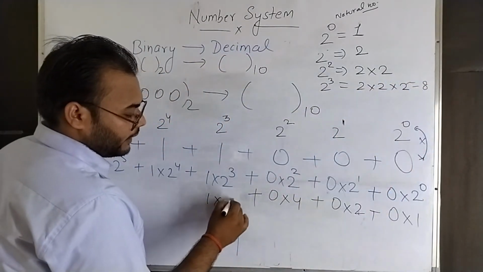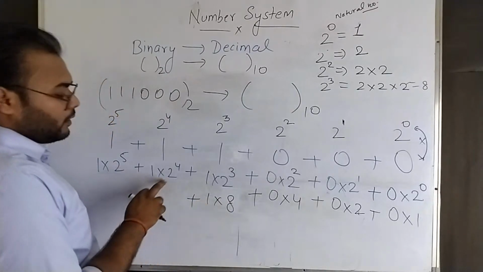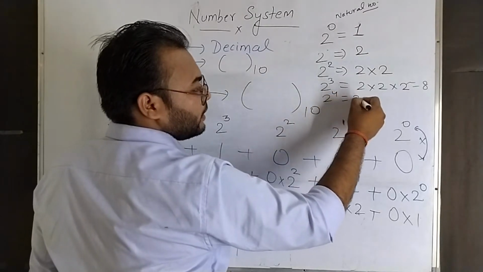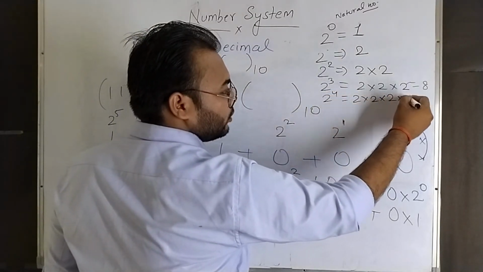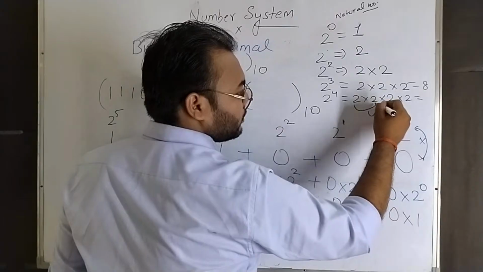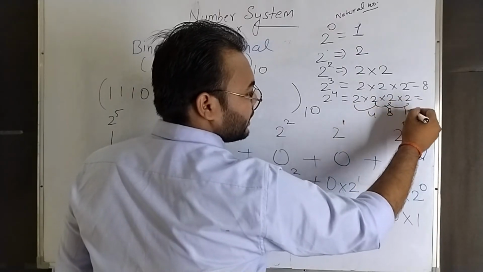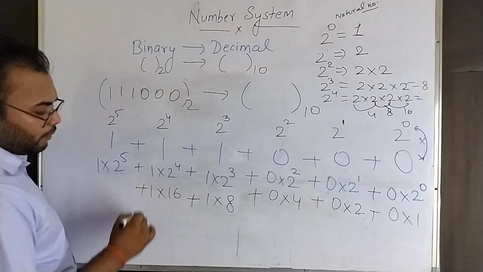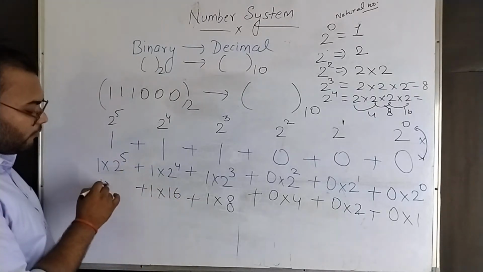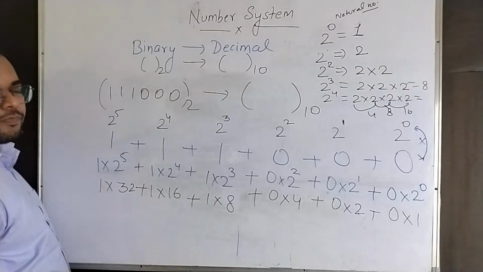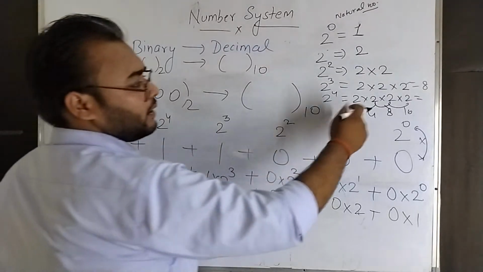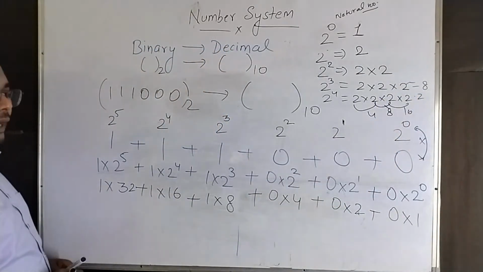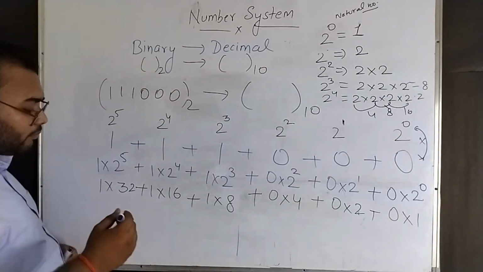So 1 into 8, plus 16. 2 to the power 4 means 2 into 2 into 2 into 2. 2, 4, 8, 16. So here we are going to get 16. And now plus 2 to the power 5 is 1 into 32. You can go further like this. Multiply one more 2 here, then it will become 32. Clear? Now we are going to add the numbers.